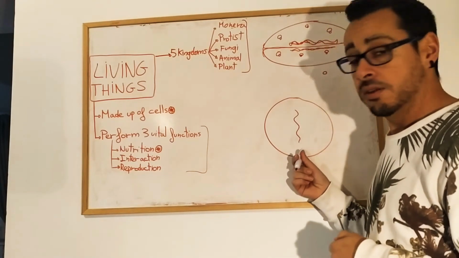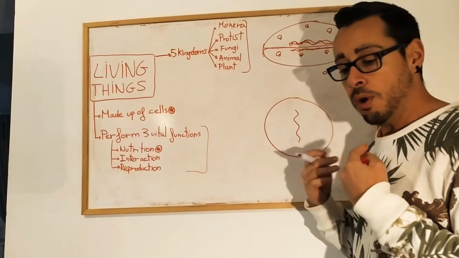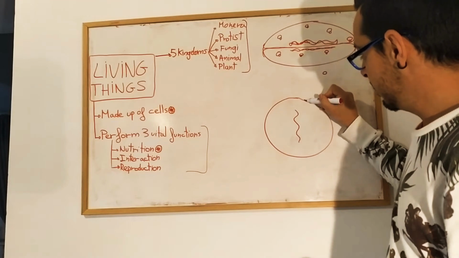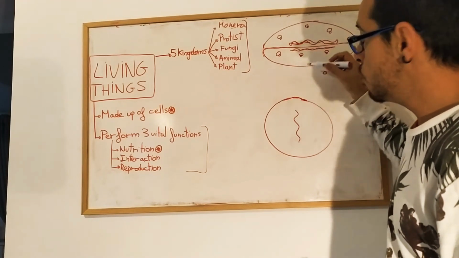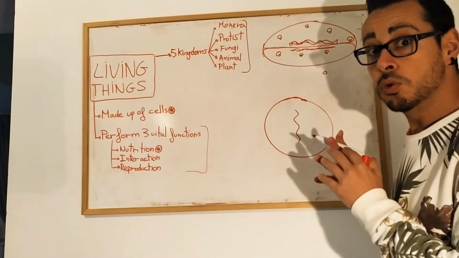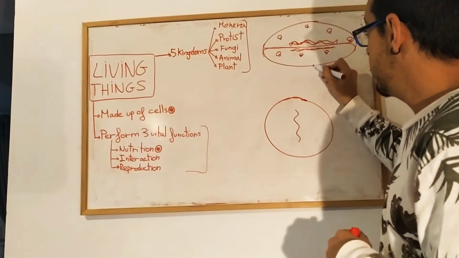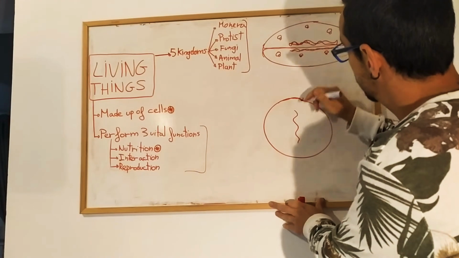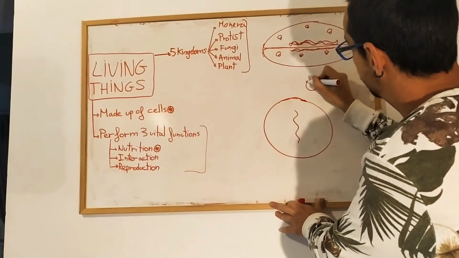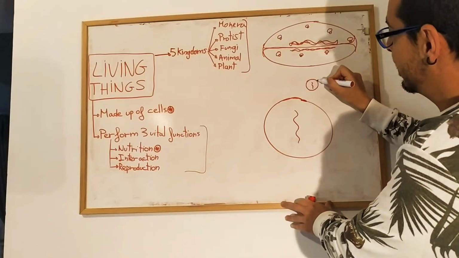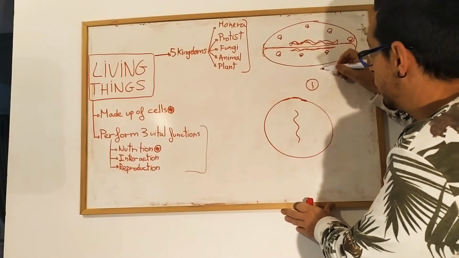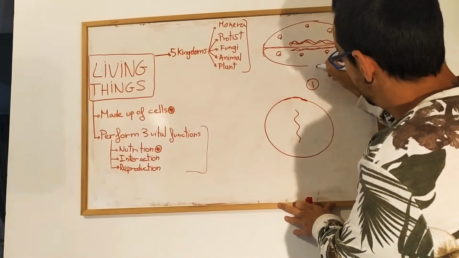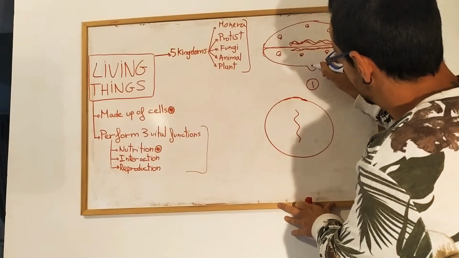When it enters into our body, this fat is going to fuse with the cell membrane. If the virus, this is the virus, comes here, the fat is going to fuse with this. And it's going to happen something like this. It fuses.